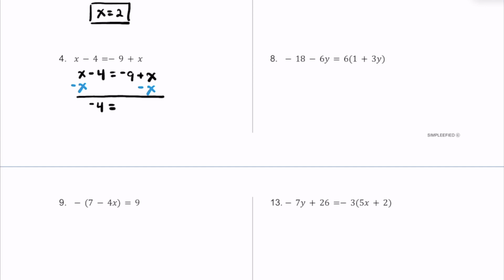And then on the right side, the same thing's going to happen, and we're going to get this statement that negative 4 is equal to negative 9. Now that's definitely not true, right? So we're going to go ahead and put a slash through this because negative 4 doesn't equal negative 9.